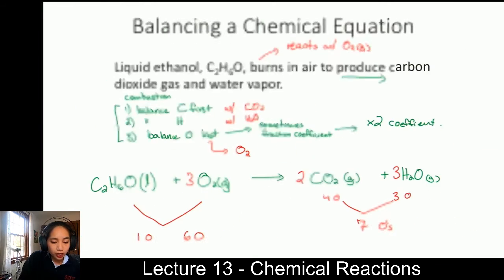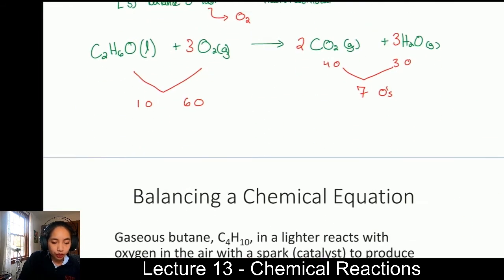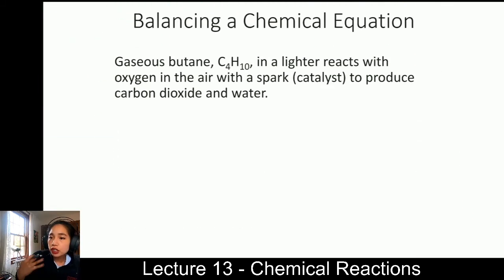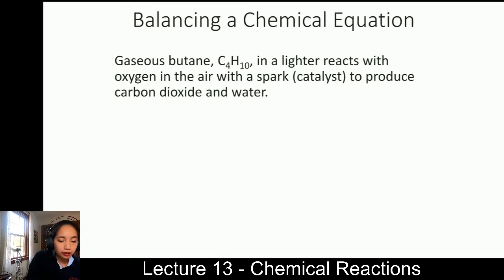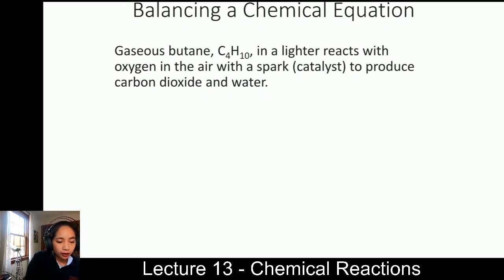So let's do another balancing of a chemical equation for a combustion reaction using those exact steps that I showed you. Here we have a different combustion reaction. Gaseous butane, C4H10, in a lighter reacts with oxygen in air with a spark or a catalyst to produce carbon dioxide and water.